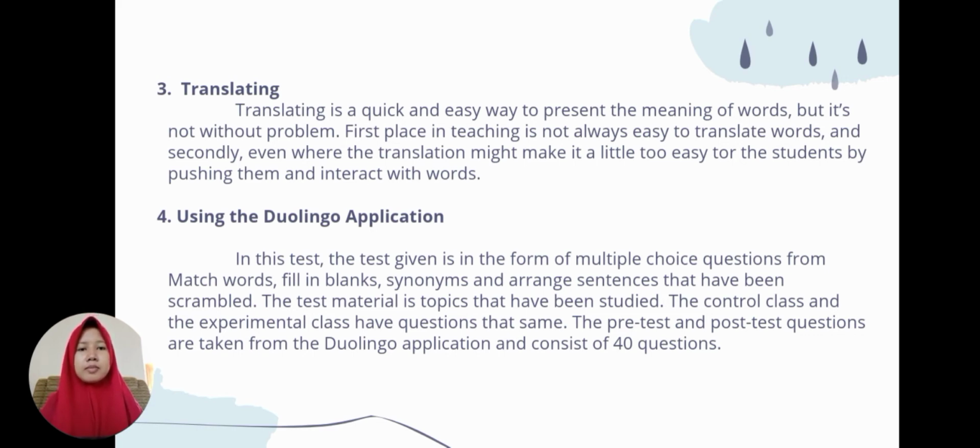interact with words. Number 4, using the Duolingo application. In this test, the task given is in the form of multiple choice questions from each word, fill in the blank, synonym, and other sentences that have been described. The test material is the topic that has been studied. The control class and the experimental class have the same questions. The pre-test and post-test questions are taken from the Duolingo application and consist of 40 questions.